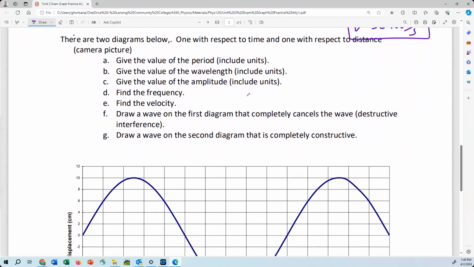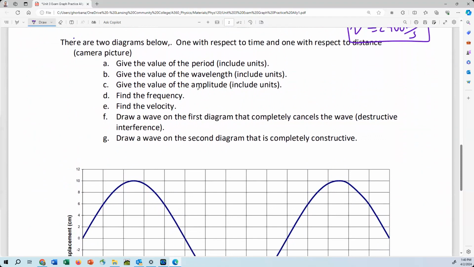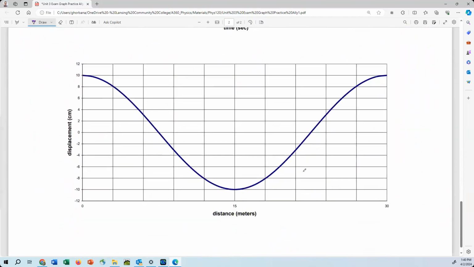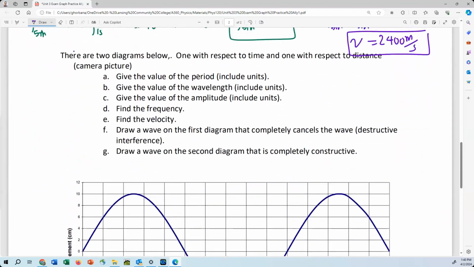Here in this next problem, there are two diagrams below, one with respect to time and one with respect to distance. The one with respect to time helps us calculate the period and frequency, but the other one, with respect to distance, helps us calculate the wavelength. What is the first question? Give the value of the period.